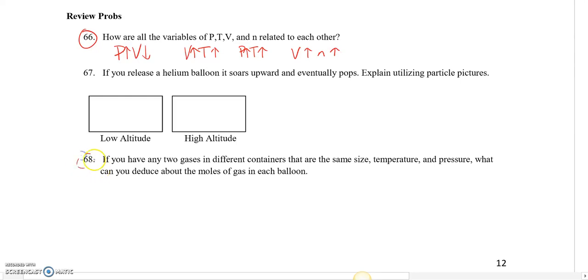Next problem is number 68. If you have any two gases in different containers that are the same size, so volume, temperature, and pressure, what can you deduce about the number of moles of gas in each balloon? Well, if you have the same volume, temperature, and pressure, according to PV equals nRT, since R is the same, P is the same, V is the same, and temperature is the same, the moles must also be the same.